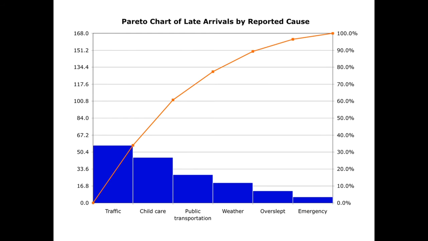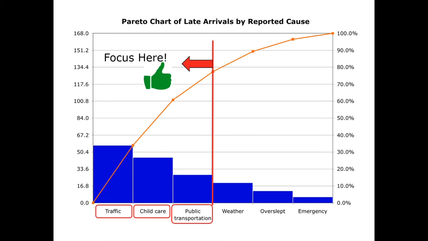A Pareto chart shows the number of events per category with a descending bar chart and a cumulative percent line in red. This chart tells us that the most frequent reported reason for late arrival is traffic, followed by child care, then public transportation, and so on. The top 3 reasons make up 80% of the reports, which would help us narrow the focus of our project. Why work on the bottom 3 categories when we can do much more by focusing on the top 3?